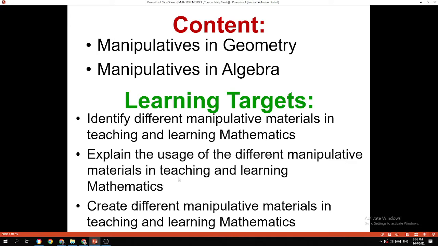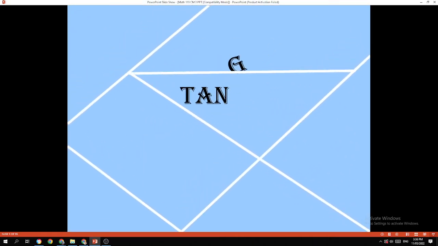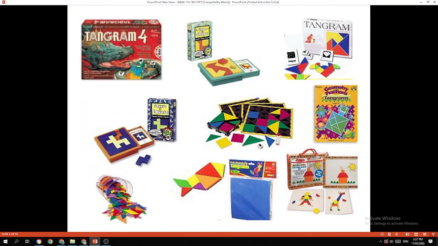Explain the usage of the manipulatives and create different manipulative materials in teaching and learning math. Now, let's begin first with tangrams. So I guess some of you are familiar with tangrams. So these are examples.